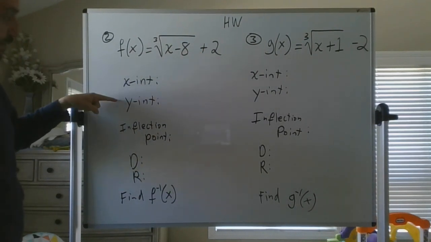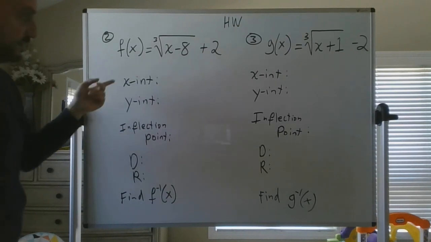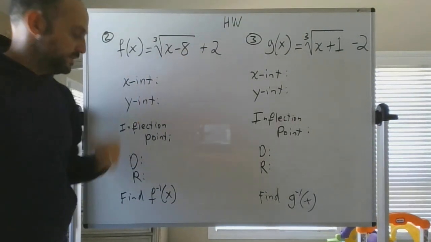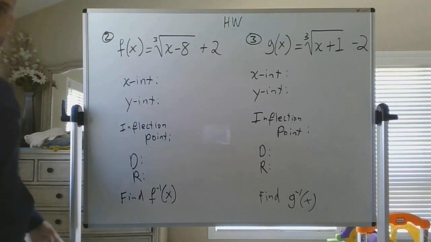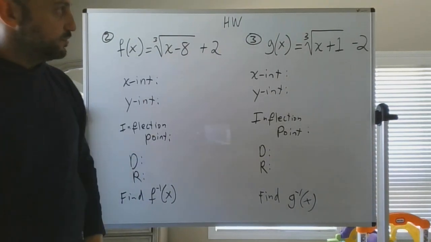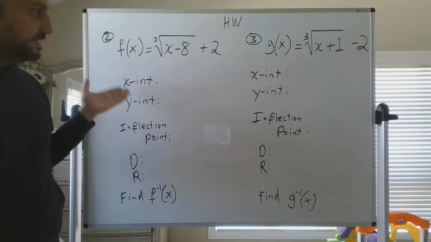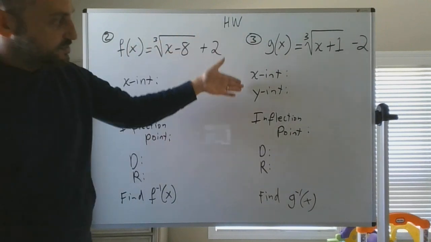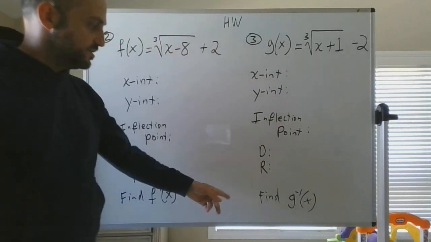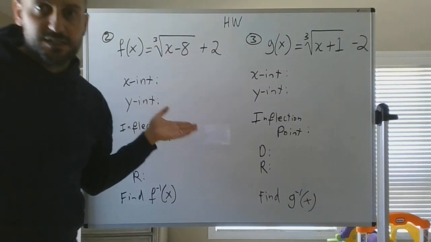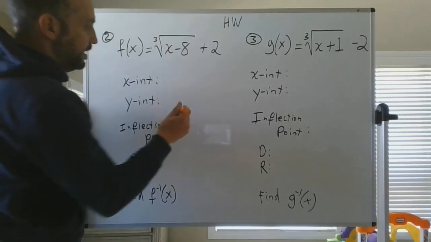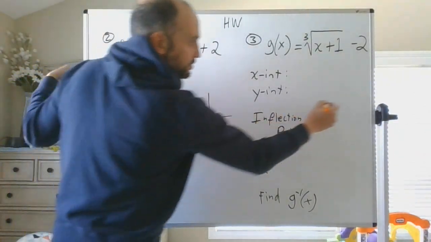Again, x-intercept, y-intercept, inflection. Again, inflection point takes 2 seconds. Domain, range, and inverse. Same thing here, just a separate, different problem. Same idea, nothing complicated here. X-intercept, y-intercept, inflection point, domain, range, and inverse. And obviously I didn't mention here, but you must graph this as well. Okay, so I obviously want to be a little sketchy.